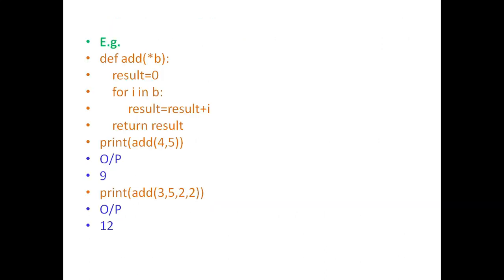For example, here function add is defined with argument b. Inside the function, result variable is defined which is initialized with 0, and for i in b, we will calculate result as result equal to result plus i, and then we will return the result. So when we call the function add with 4 and 5, it will give the output 9. And when we call the function add with parameters 3, 5, 2, 2, it will give the output 12. In the first function call it will add 4 and 5, and in the second function call it will add 3 plus 5 plus 2 plus 2.